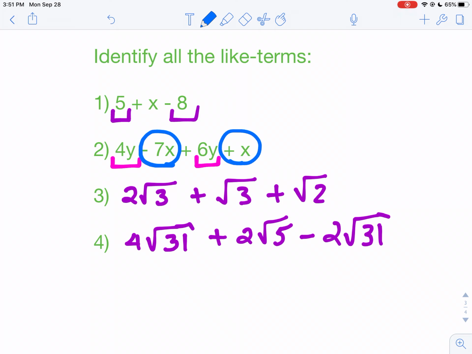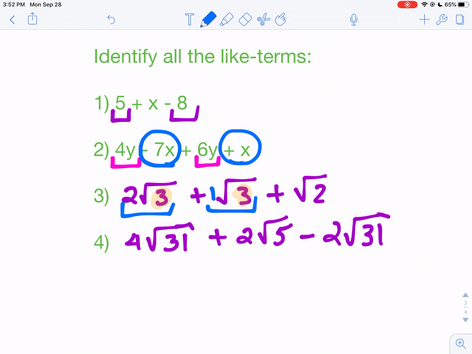Remember, the coefficient is the number outside, and the radicand is the number inside the radical. So you're just looking for the inside number. Here we have three terms: 2 radical 3, 1 radical 3, and 1 radical 2. Again, we don't write the 1, but it's there. So what are the like terms? Look at the radicand. This is a 3. This is a 3. They are the same. Therefore, 2 radical 3 and 1 radical 3 are like terms.